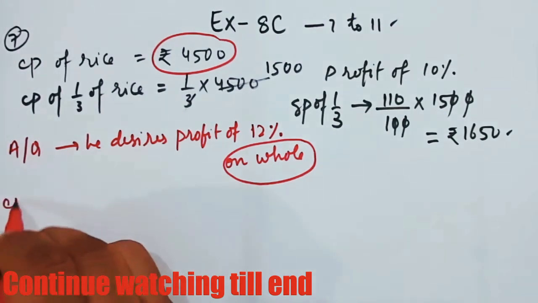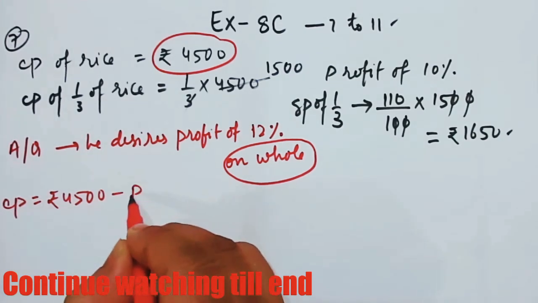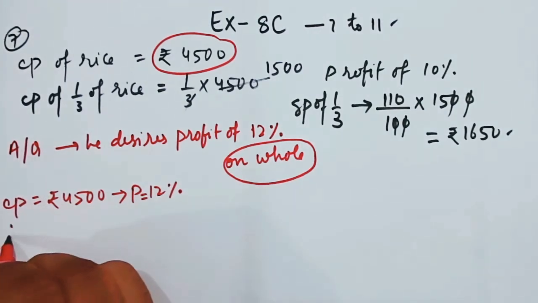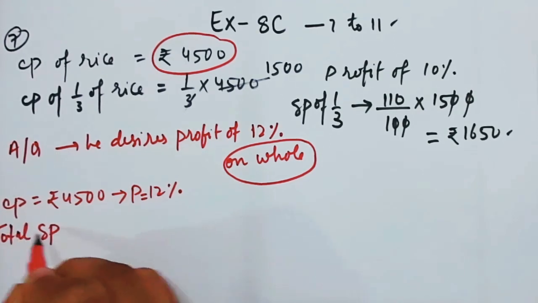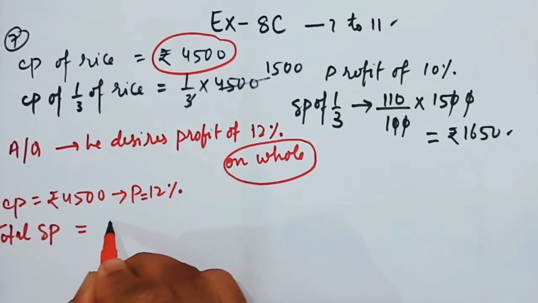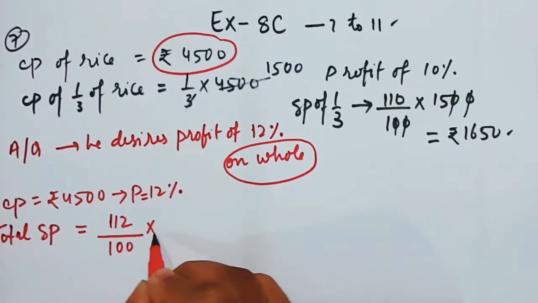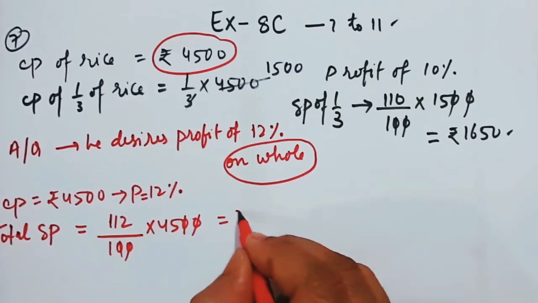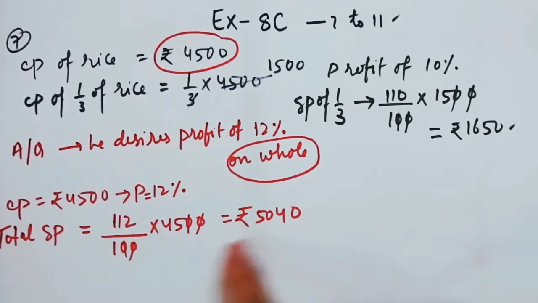So your cost price is already given, rupees 4500. Profit is equal to 12%. Therefore, what will be the selling price? In fact, the total selling price should be equal to how much? Simple. 112, 100 plus gain percent by 100 into 4500. So on cancellation, what are you going to get? My kids told me that, sir, it would be rupees 5040. So total selling price should be 5040.